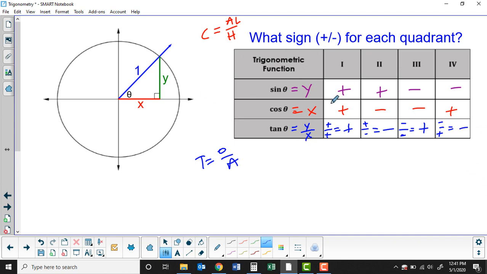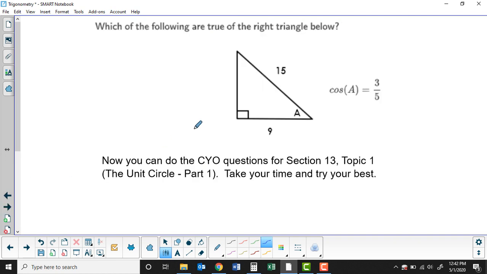All right. And we're going to need those signs sometimes to figure out where these values could be. You'll see what we're talking about in just a second. We're not quite there, but you'll see. So when you do your check your understanding questions for section 13, topic 1, please be very, very careful with one of the questions. It looks like this, and it's one of those where you have to check all the ones that are true. And it almost seems like it's trying to give it away right now, because this is going to be one of your answers.